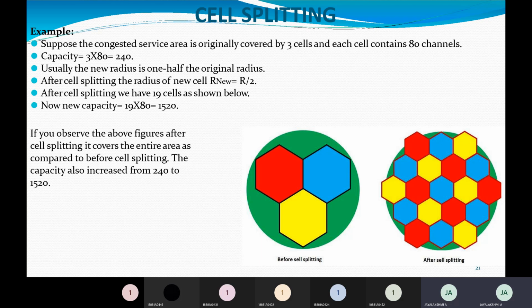How many cells are there? 3 cells are there. So C equals m into k into n. So 1 into 3 into 80. So the capacity of the channel is given by 240. Okay, the capacity of the channel is 240.